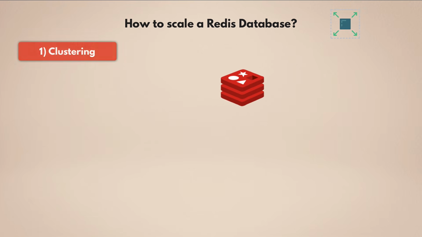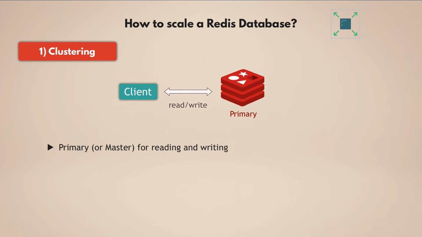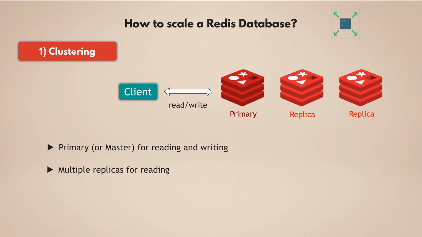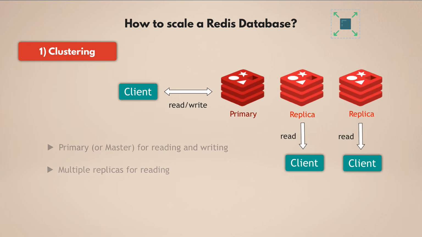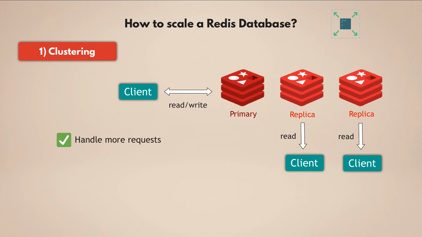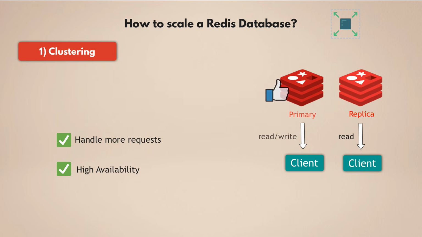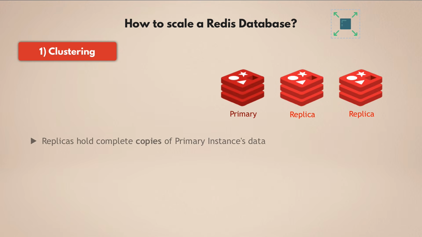First of all, Redis supports clustering, which means you can have a primary or master Redis instance, which can be used to read and write data, and you can have multiple replicas of that primary instance for reading the data. This way you can scale Redis to handle more requests, and in addition, increase the high availability of your database, because if master fails, one of the replicas can take over and your Redis database basically can continue functioning without any issues.